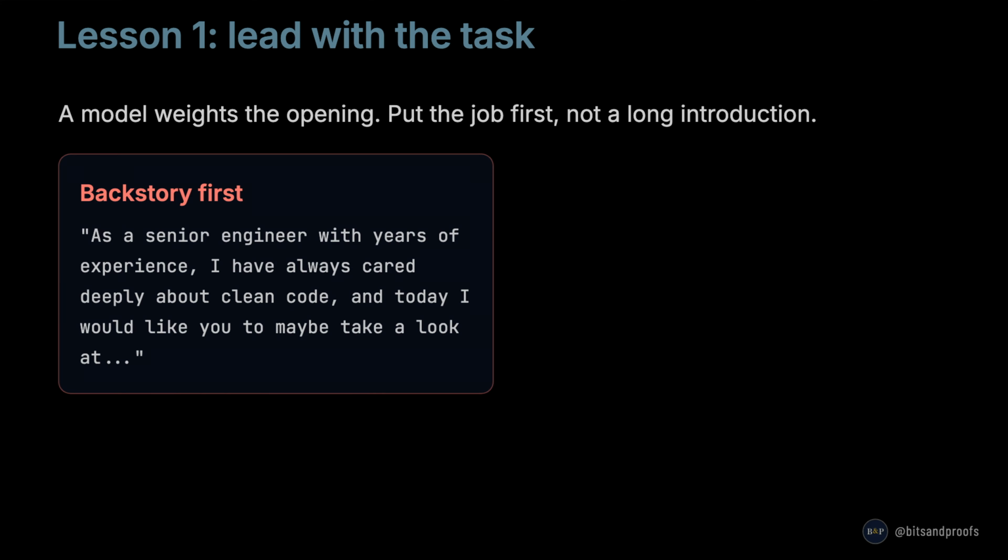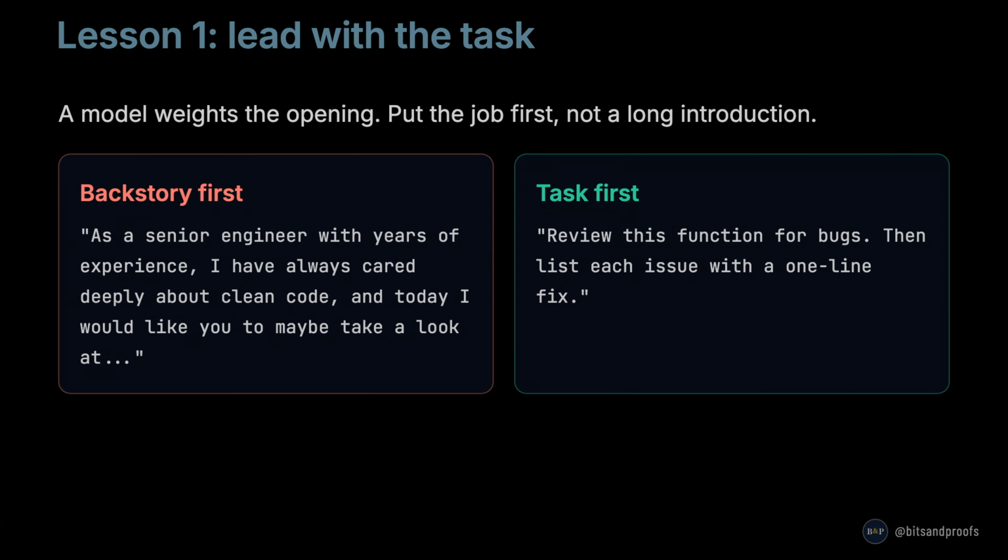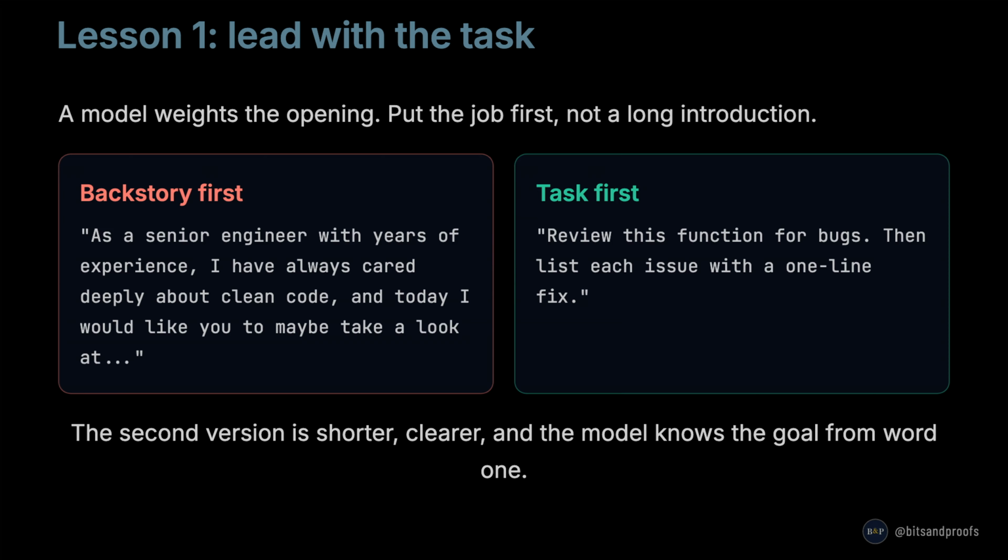Lesson 1, lead with the task, not the backstory. A model weights the opening of your prompt heavily, so put the job first, not a long introduction. Look at the first version. It spends 3 lines on credentials and filler before it even says what it wants. Now the second version: review this function for bugs. Then list each issue with a 1-line fix. The task is right there in the first word. The second version is shorter, it is clear, and the model knows the goal from word 1.